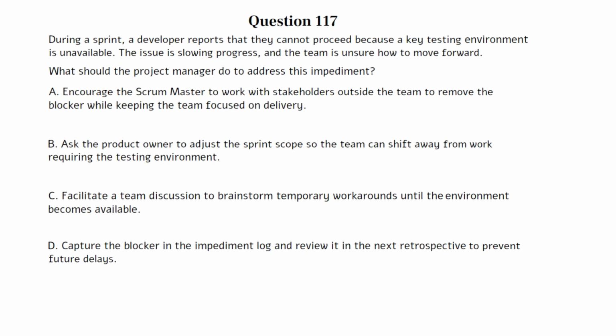A. Encourage the Scrum Master to work with stakeholders outside the team to remove the blocker while keeping the team focused on delivery. B. Ask the product owner to adjust the sprint scope so the team can shift away from work requiring the testing environment. C. Facilitate a team discussion to brainstorm temporary workarounds until the environment becomes available. D. Capture the blocker in the impediment log and review it in the next retrospective to prevent future delays. You can pause the video here if you need more time to work on the question.